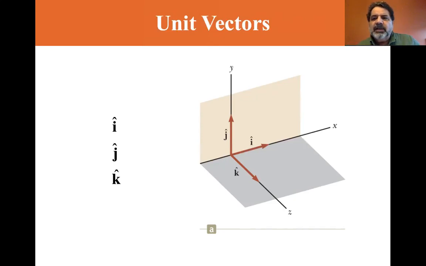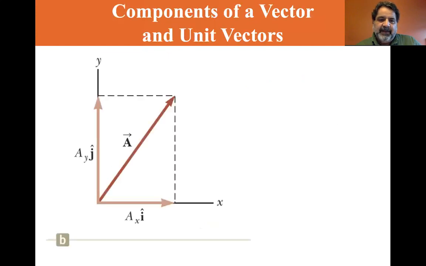These are all trying to give you a direction. If it's I, it's the X. If it's J, it's the Y. If it's K, it's the Z. So on a regular Cartesian coordinate system, you have vector A. The components are AX in the I direction and AY in the J direction. So A is equal to AX I plus AY J.